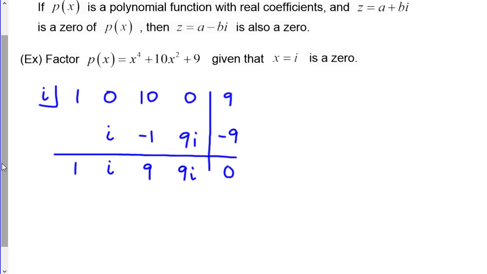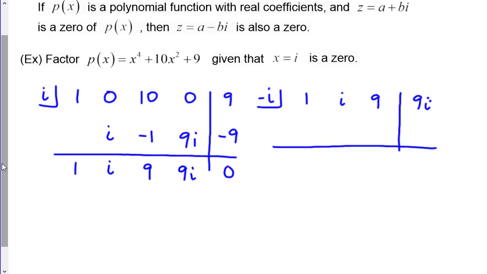All right, now, the thing about this is I'm also guaranteed that -i is a 0 as well. So I can take this remaining polynomial and factor that out here. So let's try it. Bring the 1 down. 1 times -i is -i. This adds up to 0. That's 0. That's 9. -9i. These add up to 0 as well.